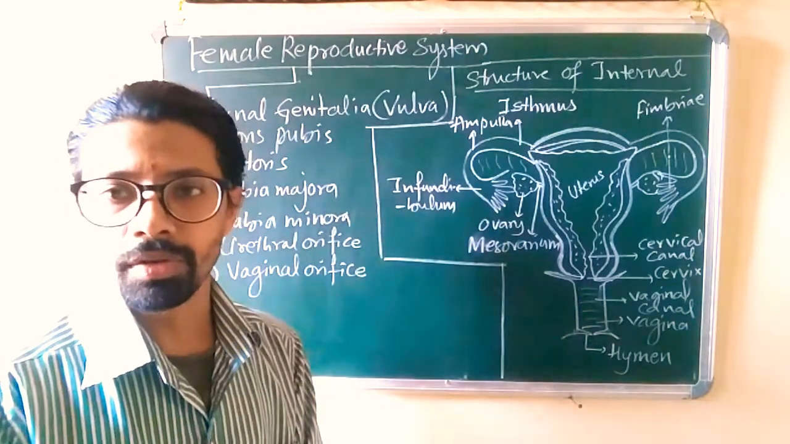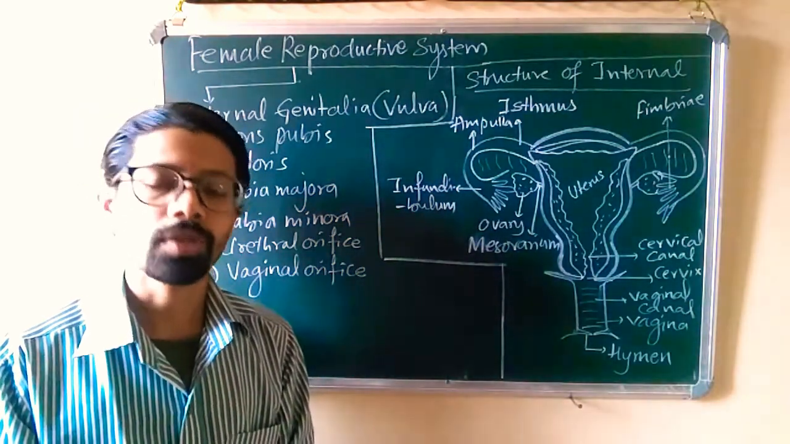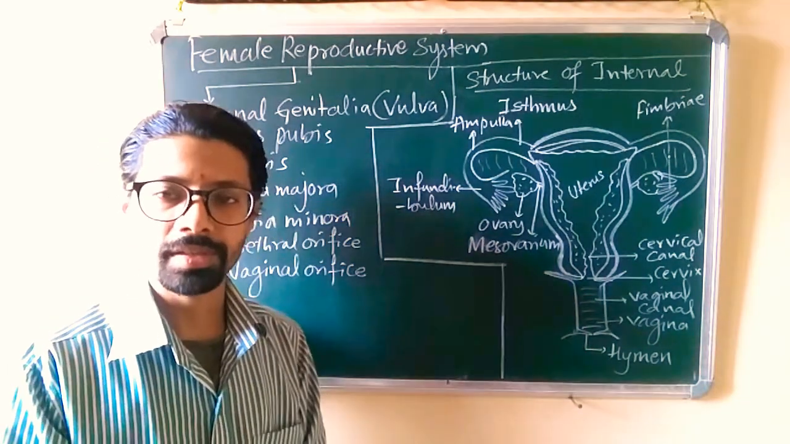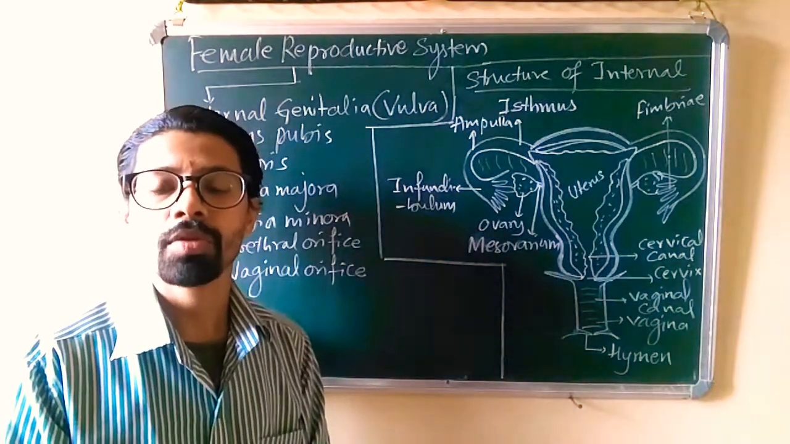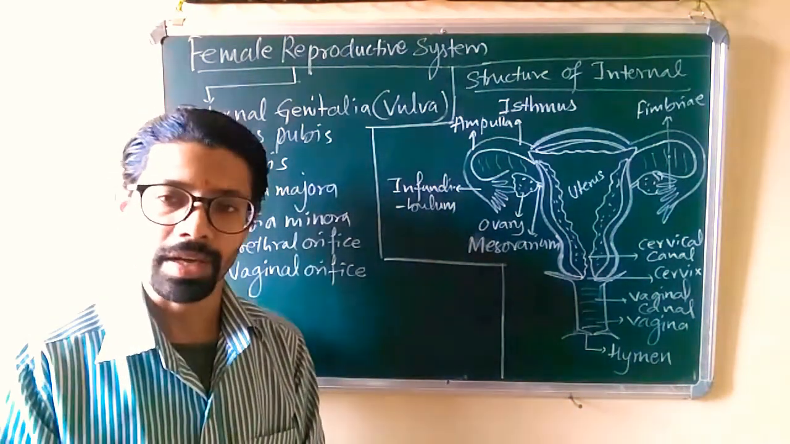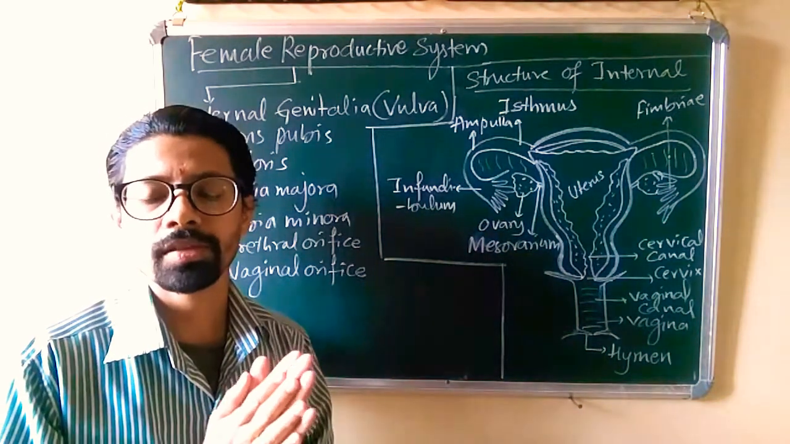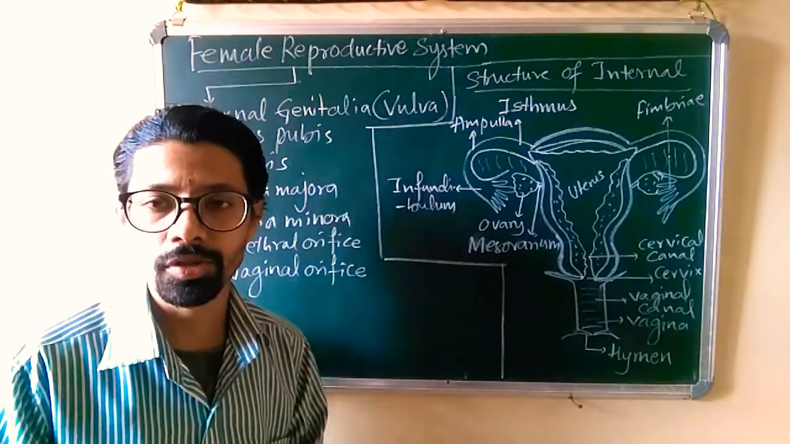In this video we'll stop here. In the next video we'll continue with the structure of the ovary and the remaining structures of the female reproductive system. In accessory female reproductive glands, you also have to study the mammary glands. So this is just the first part of the female reproductive system. We will continue the second part with the discussion of the structure of the ovary.